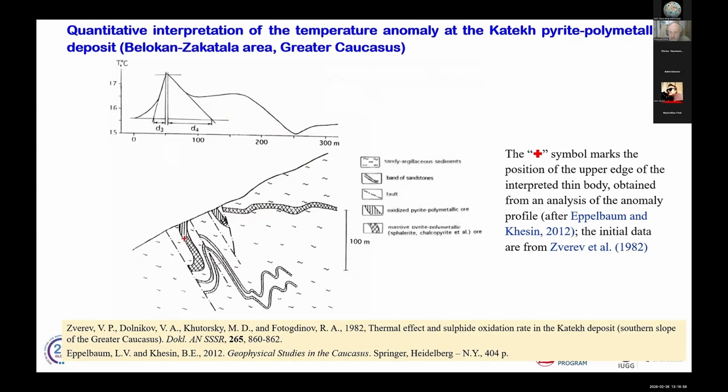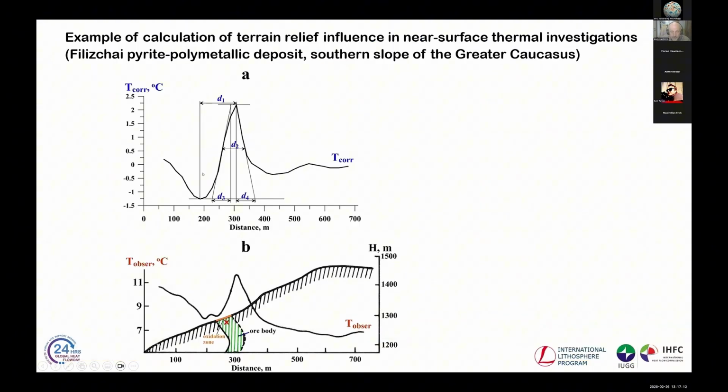Here, the observed curve after Zverev et al. Interpretation from my side applied the characteristic point method and revealed the upper edge of the polymetallic body after the correction for the terrain relief. This example was performed in the Filizchay polymetallic deposits. Also here the correction for terrain relief was applied, and after interpretation, we received the upper edge of the disturbing body.